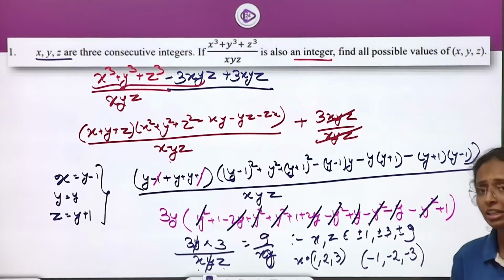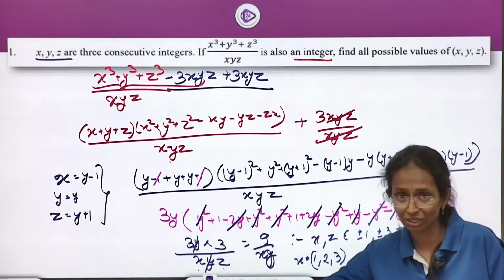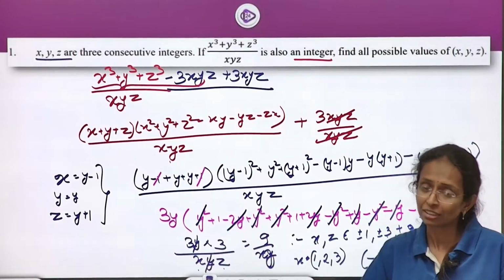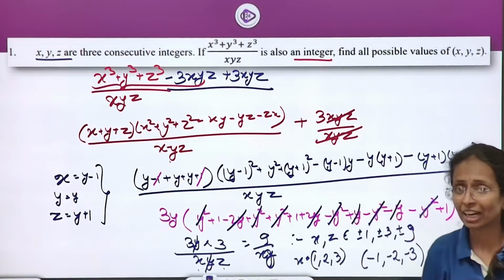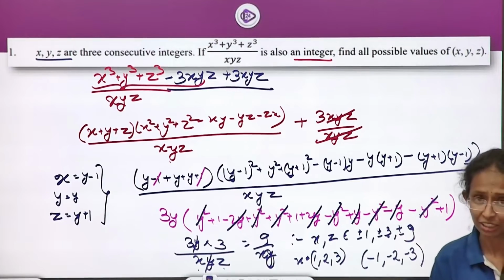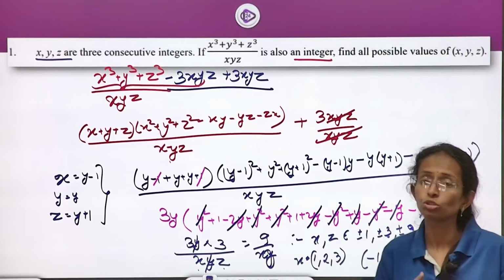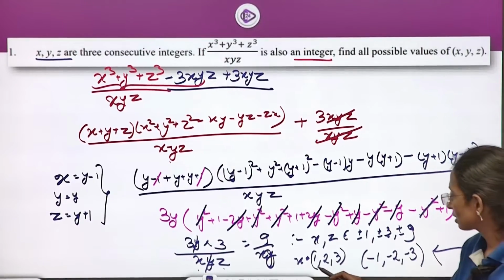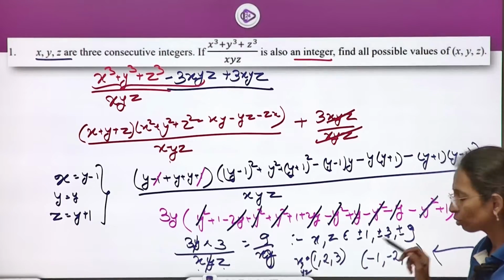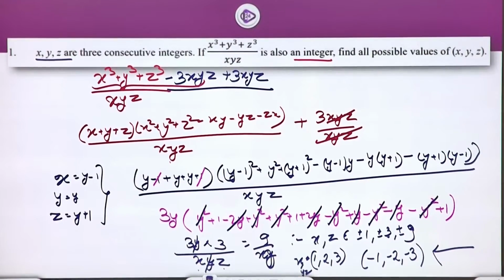But all the other cases are not possible, since if we take 1, then 0 and then minus 1, both x and z are factors of 9, but y can never be 0 because it is in the denominator. The other thing is, if I take x to be 3, then 3, 4 and 5 will be there. 5 is not a factor of 9, and x and z both should be factors of 9. So there are only two possible cases of x, y, z, that is 1, 2, 3 and minus 1, minus 2, minus 3. Okay. Now coming over to the next question.